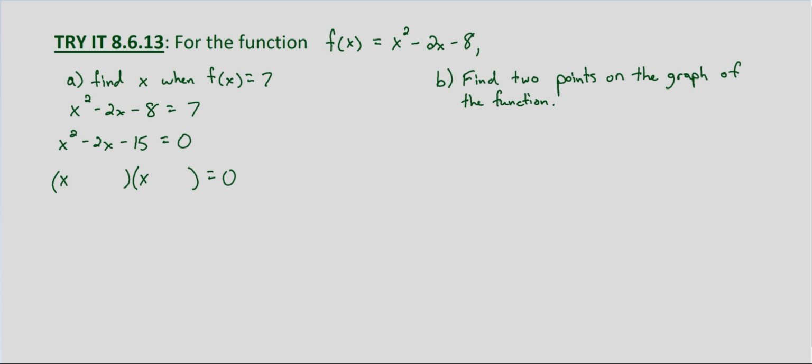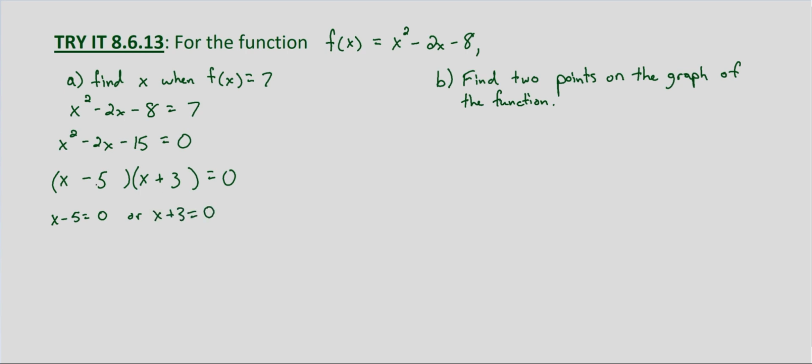So if we look at 3 and 5, that's a difference of 2, and we want the bigger one to be negative because we have a minus 2, so this is just going to be x minus 5 times x plus 3 equals 0. And then x minus 5 equals 0, or x plus 3 equals 0.